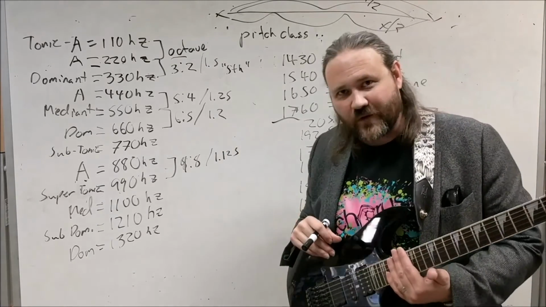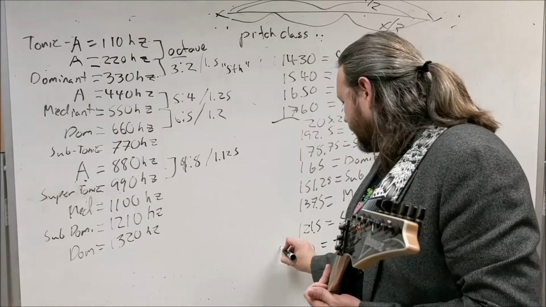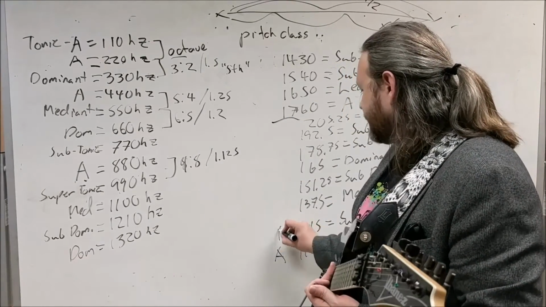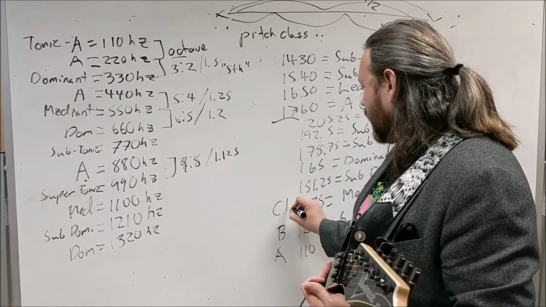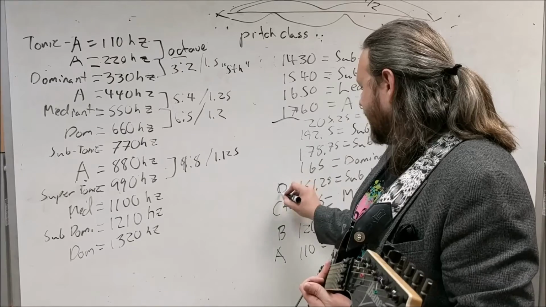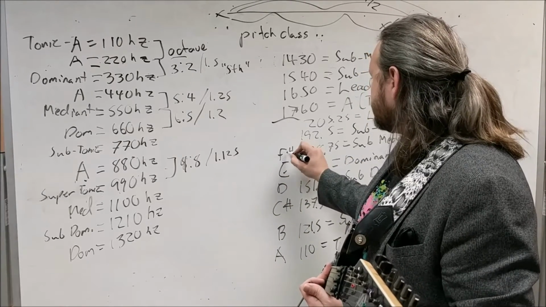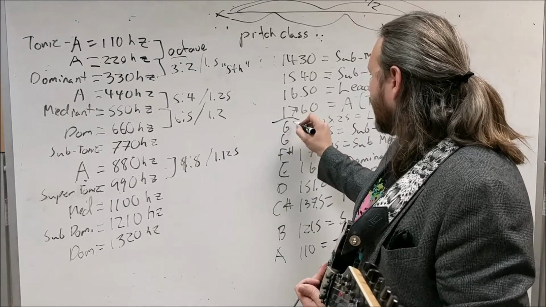Let's give you some note names, shall we? The bottom one here is an A. We already know that. The next one up is a B. The next one is a C sharp. The next one is a D. The next one is an E. We have an F sharp, G, and G sharp at the top.